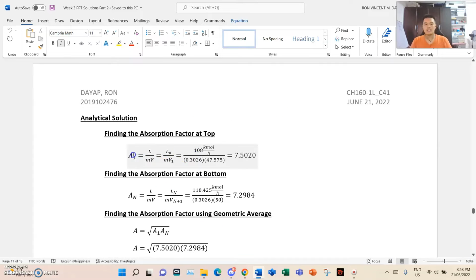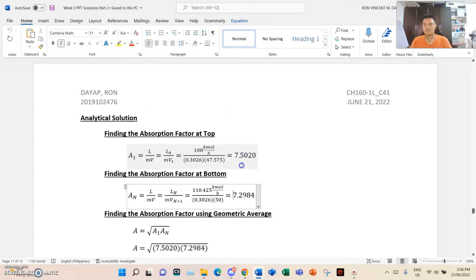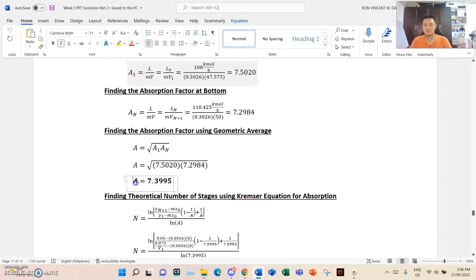Afterwards, I calculated the absorption factor at the top using this formula, 7.5020. The absorption factor at the bottom is 7.2984, and finding the geometric average of both gives the average absorption factor for the entirety of the absorption column, which is 7.3994.